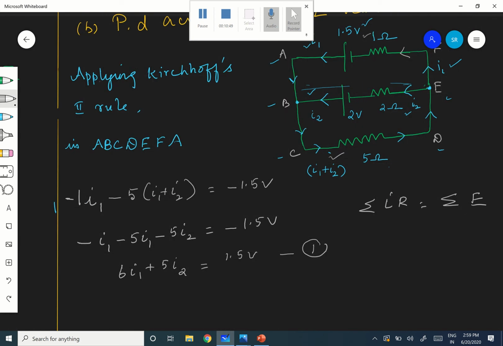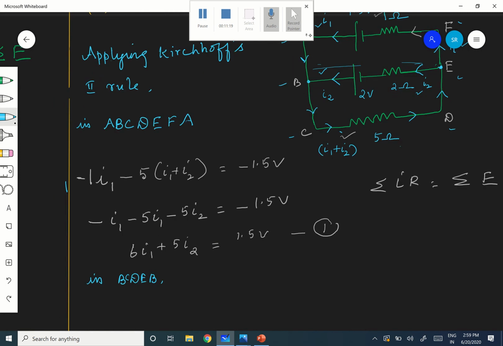Here we are applying Kirchhoff's second rule to the loop B, C, D, E, B. Now you have to find out, what is the direction of the current? The current is in the clockwise direction if you take this one. Therefore, the current is positive.